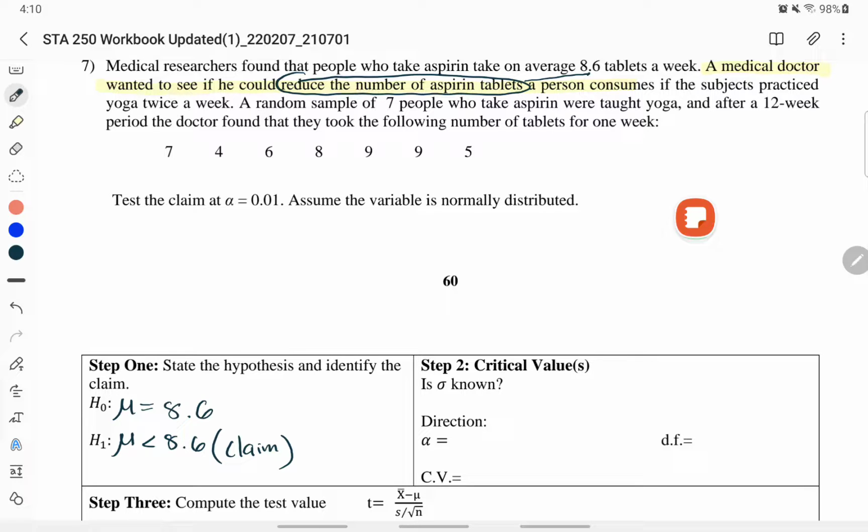Number 2, we want to find the critical values. And we must ask ourselves the question, is the population standard deviation known? If you are reading the question, there is no mention of a standard deviation. Because the question does not mention the standard deviation, that means the answer is no. We do not know the population standard deviation. Because sigma is unknown, this is a t-test.